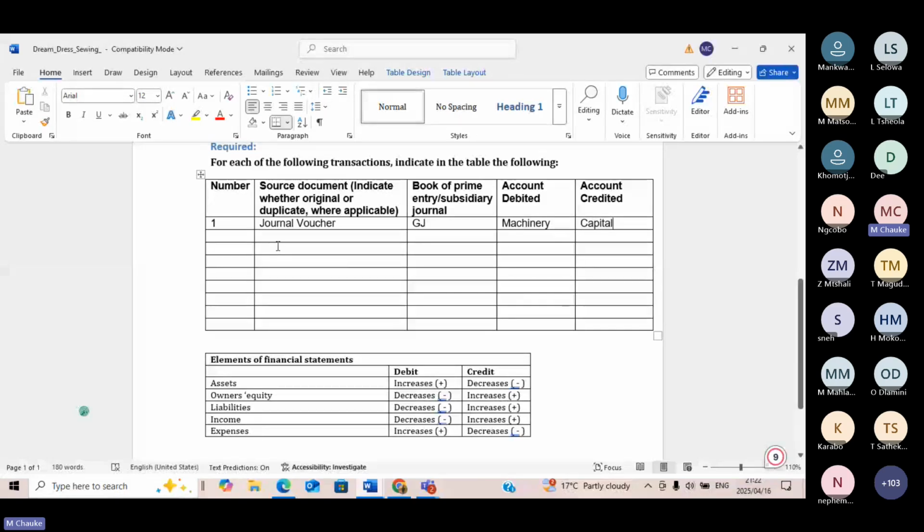Can we move to the transaction of the cash now, where the owner is contributing cash into the business? Are you guys fine with transaction number 1? No question. Hello?